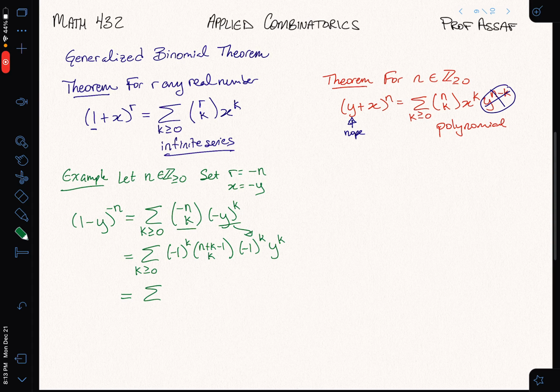So now what do I get? I get the sum from k greater than or equal to 0 of n plus k minus 1 choose k, y to the k. So this generalized binomial theorem gives me the same sort of form that I had for the binomial theorem. This is now a series over here, but it has the same form, except that I've replaced what I have here with the choosing with repetition. Now I can choose with repetition, but it's the same style of formula.